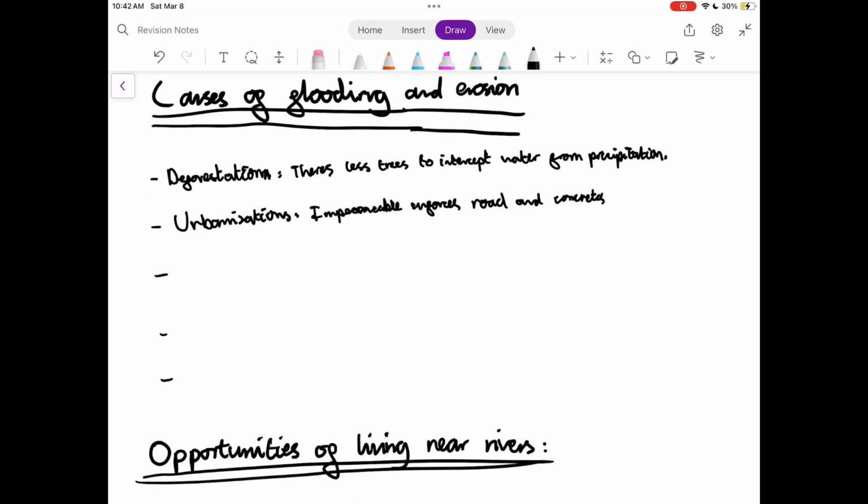So next thing you need to know is agriculture. And you need to know that the crop density is low. So that means there'll be less interception compared to when there is vegetation there, such as trees and bushes. So this leads to increased surface runoff.